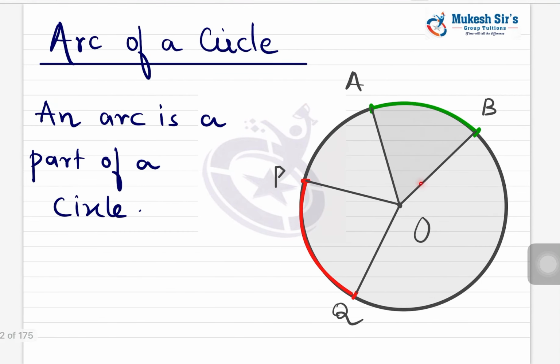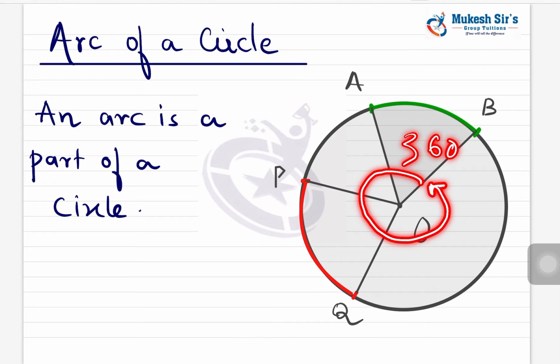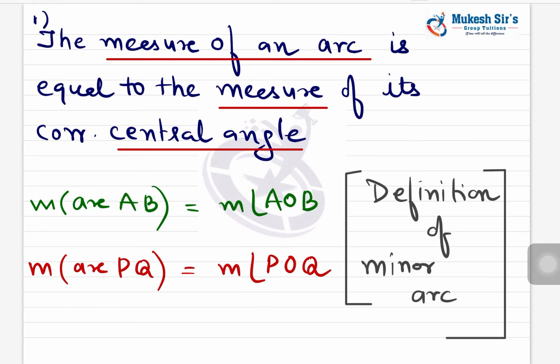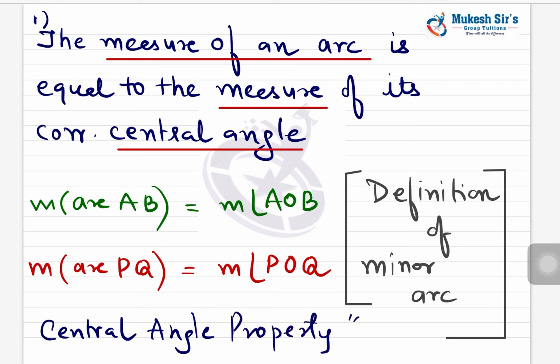Now if I rotate the whole, make one complete round, then this measure is equal to 360 degrees, right? So remember the first point, the measure of an arc is always equal to the measure of its corresponding central angle. It's called definition of minor arc, or it's also called central angle property. But we generally write definition of minor arc.